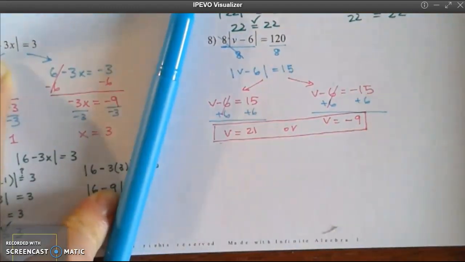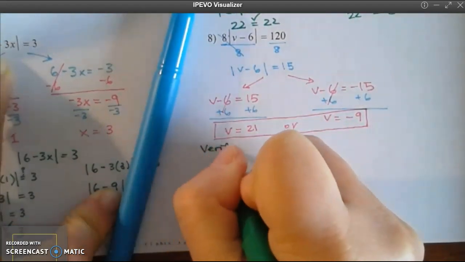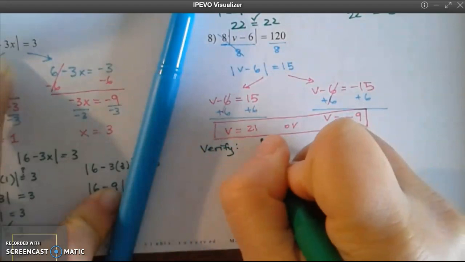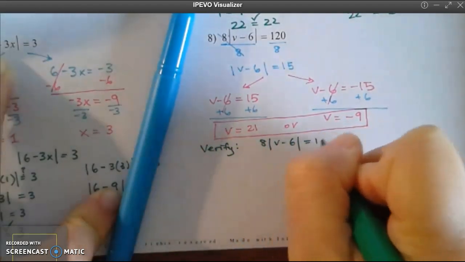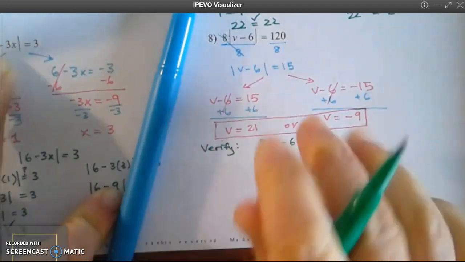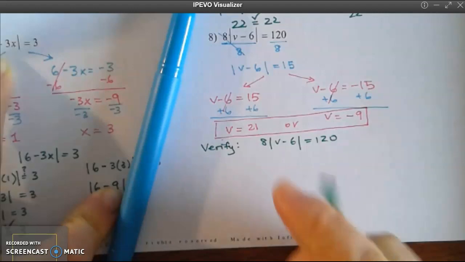Now we need to go through the verification process. And so we need to verify. Again, we get the original equation, and we try it with two different solutions. You need to do both. You can't just do one and then be done with it.